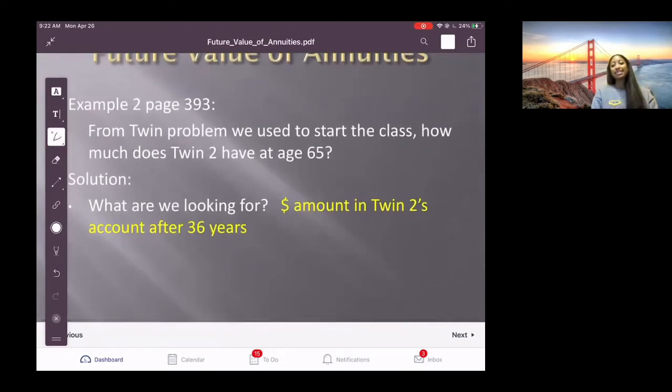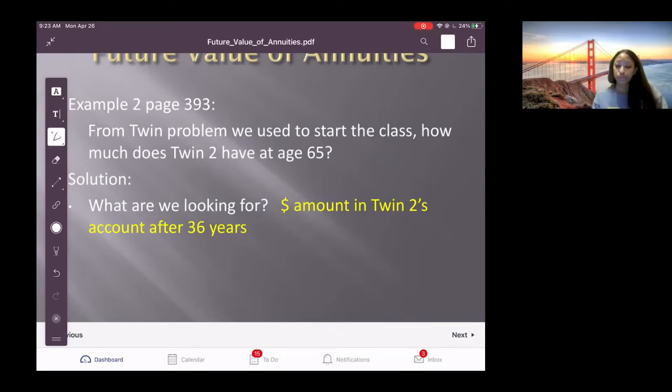Then back to our twins. All right, so now we have the tools to calculate how much money each twin has in their account. Just to refresh your memory, twin 1 put $2,000 in the account at the end of every year for 8 years, only for 8 years, and then didn't invest anything else. He just let that money sit in the account and grow. Twin 2 didn't invest anything for the first 8 years, and then he started investing $2,000 at the end of every year for 36 years. And we want to figure out how much each twin has.